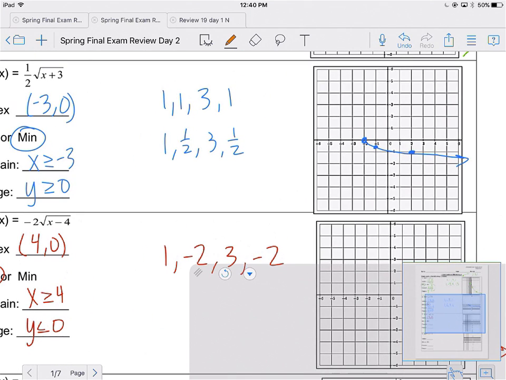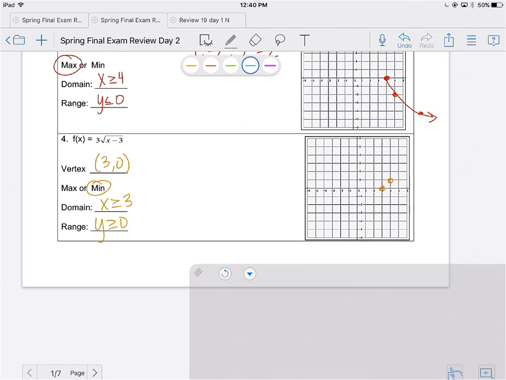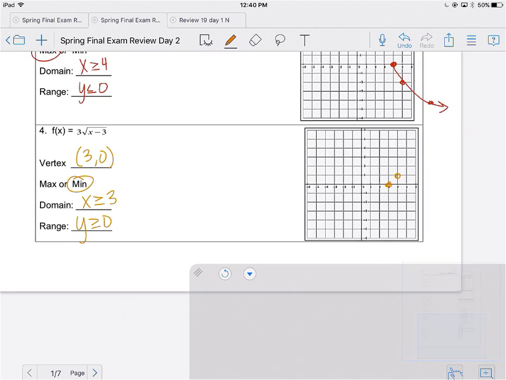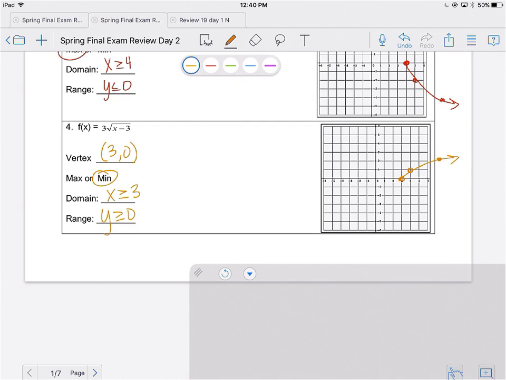So sorry, I just realized problem 2 is not reflected. I apologize. So 1, 1, 3, 1, because there's no reflect. If there's no reflect, it goes up. So sorry. So problem 4, yeah, right 1, up 1, right 3, up 1. So that follows a normal pattern. No, it does not.